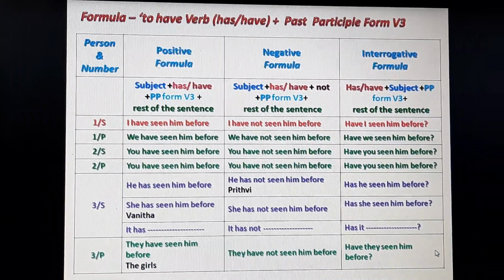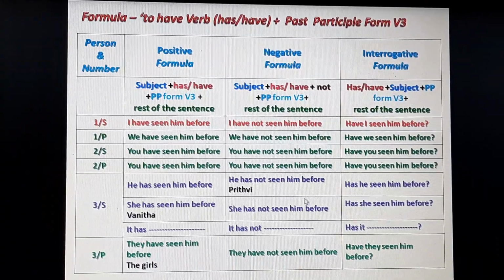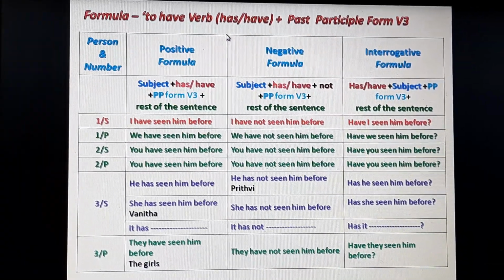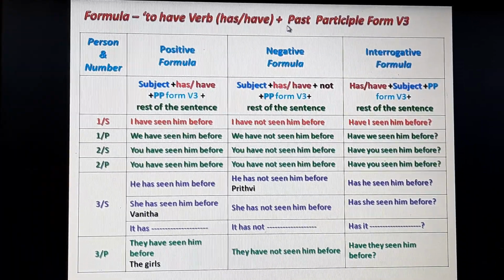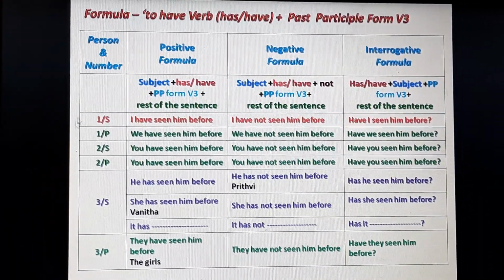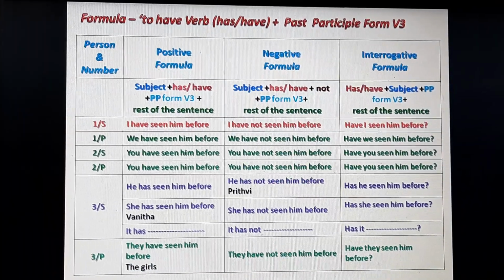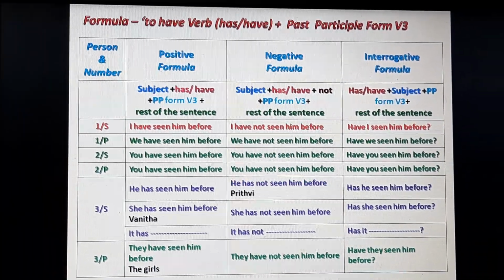So remember children that we use the have, has, have auxiliary plus the past participle form of the verb in the perfect tense. It is quite simple. I think you have understood. I shall see you in the next session.